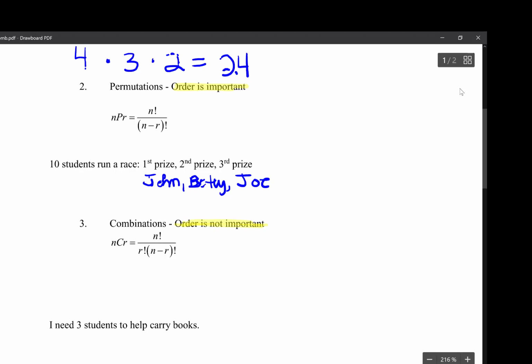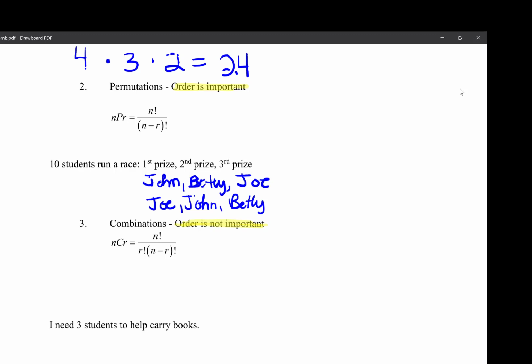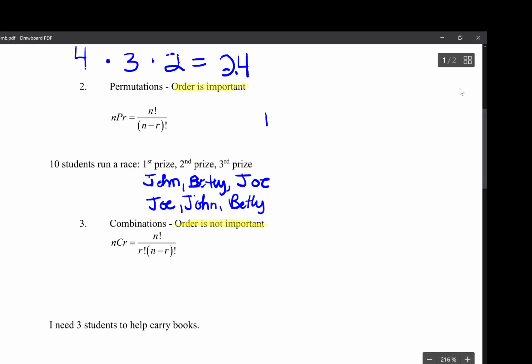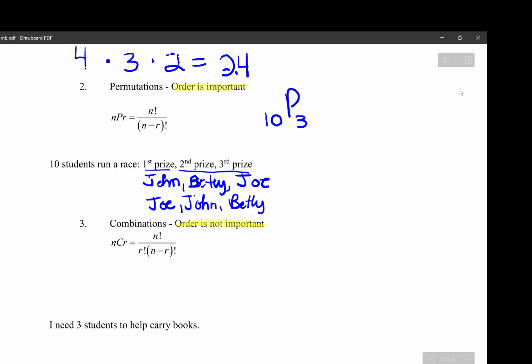Well, let's say if Joe comes in first, John comes in second, and Betty comes in third, even though it's the same 3 people, it's a different order, right? So that would count as a second possible way they can come in first, second, and third. So that's why the order matters. So for a permutation, we take n as our sample size. So we have 10. We calculate our permutation. And because on this one it's first, second, and third prize, there's 3. Our r is equal to 3. Again, n is your sample size and r is how many you're trying to choose.